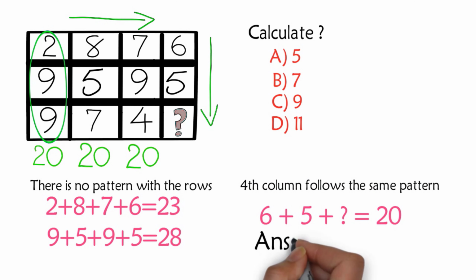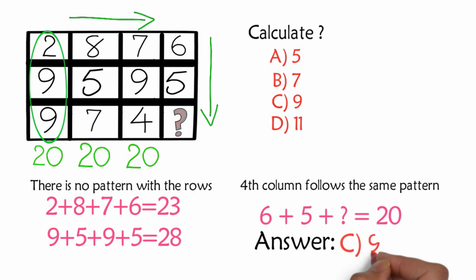6 plus 5 plus question mark equals 20. So the answer is C, 9. This is the missing value. Hopefully you figured it out and now know how to answer similar problems on the test.